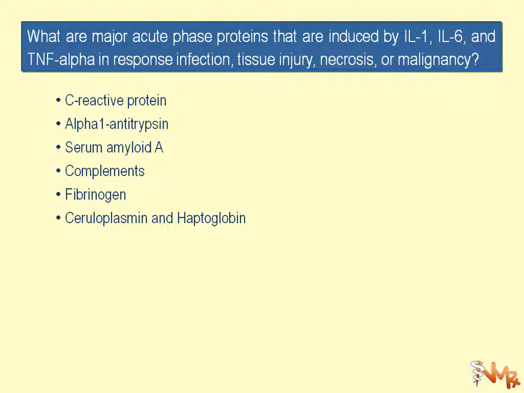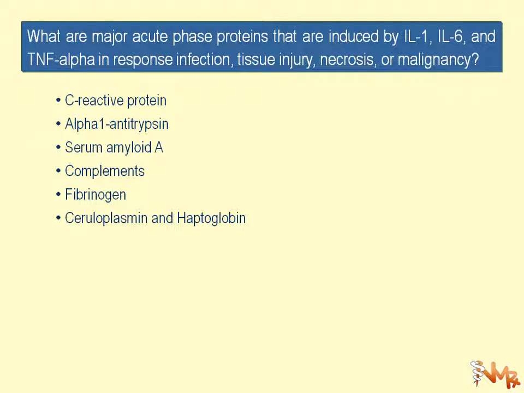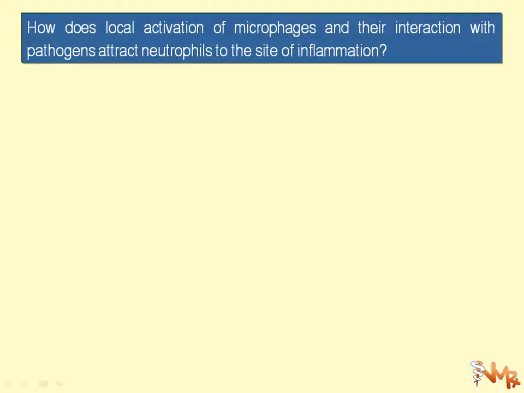So what organ makes these acute phase proteins? As I've said it over and over again, if you don't know what organ makes what particular substance, always guess liver, and for most part you may be correct. And it is true in this case that liver makes the acute phase proteins, for most part. Now, how does local activation of macrophages and their interaction with pathogens attract neutrophils to the site of inflammation?